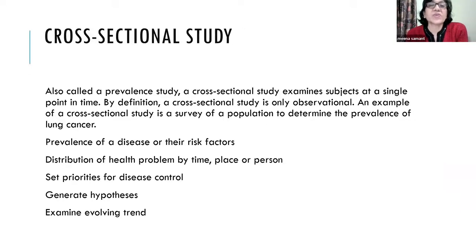Then we have the cross-sectional studies, also called the prevalence study. It examines subjects at a single point of time, and by definition, it is observational. So an example would be the survey of population to determine the prevalence of, say, lung cancer or any other disease, distribution of the health problem by time, place, and person.